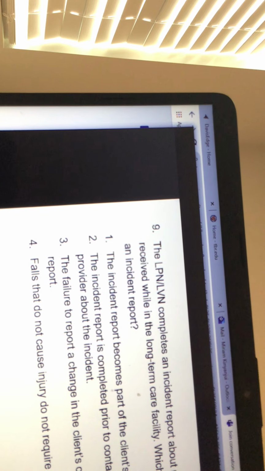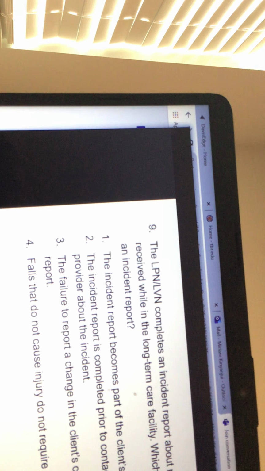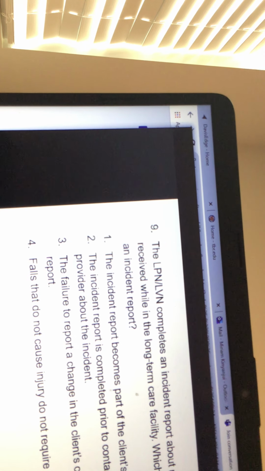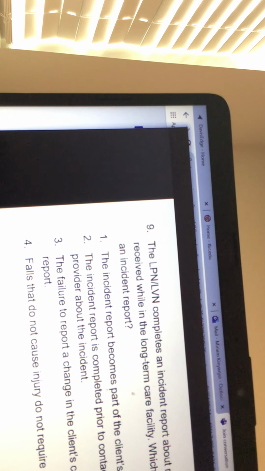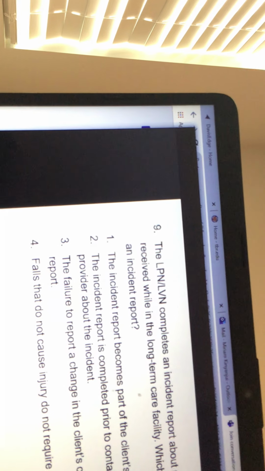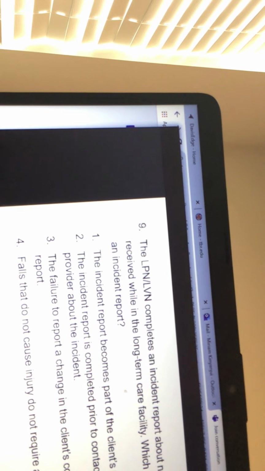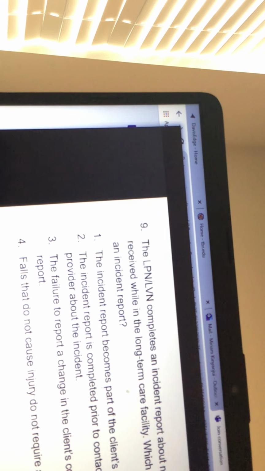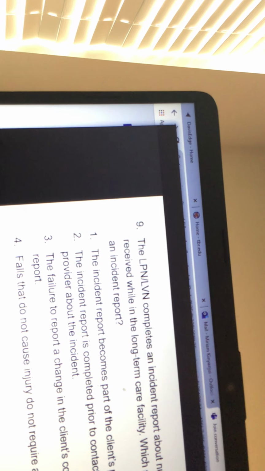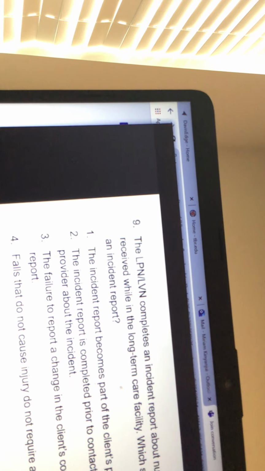Okay, all right, let's try this one. The LPN completes an incident report about nursing care the client received while in a long-term facility. Which statement is true about an incident report? What type of question is this? Priority or evaluation? Evaluation.